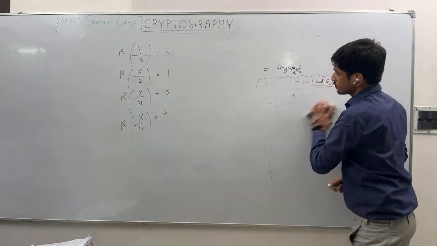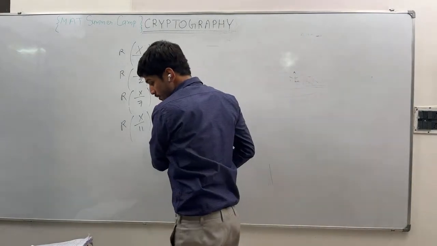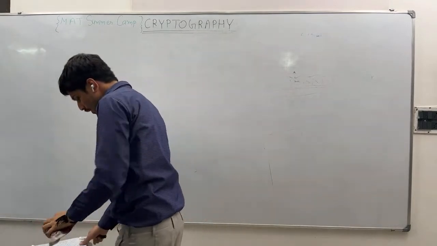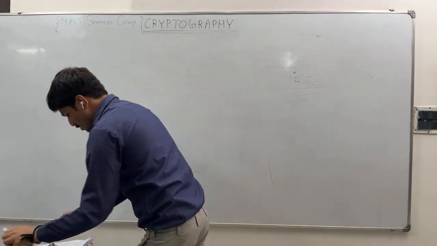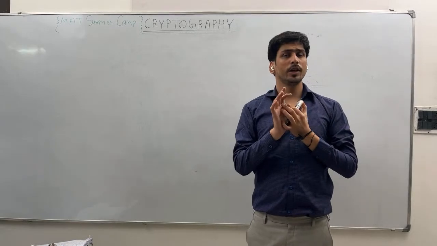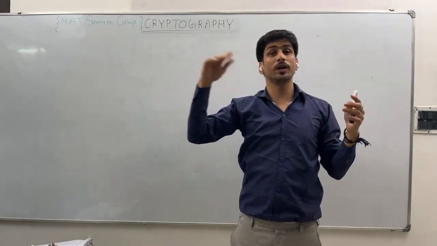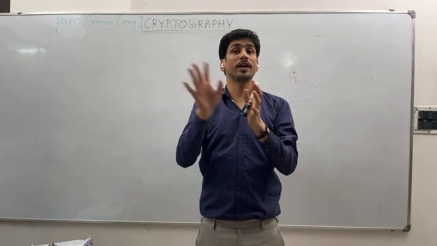Okay, you see here. Now we learn what the Chinese remainder theorem is. First of all, let me give you the statement. When do we use the Chinese remainder theorem? Whenever we are given a number and we are dividing it by different prime numbers, and they are asking what that number is.